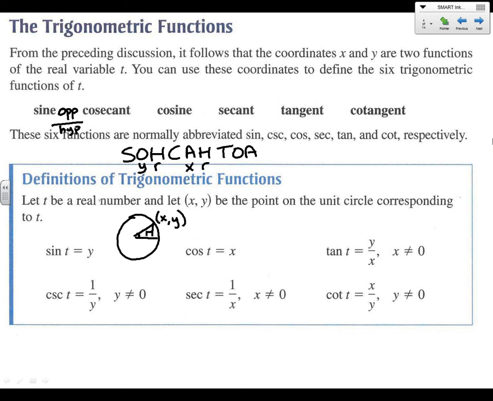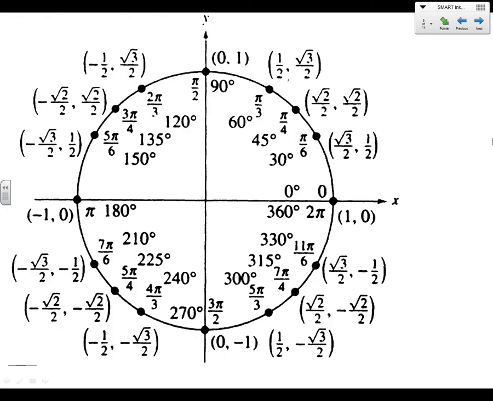So we'll notice here that the sine is going to be y over r. And remember, in the unit circle, r is always equal to 1. So we'll have y over 1, which is the same as just saying y. So in this case, sine is always equal to y, cosine is x, and tangent is y over x. We're going to use those equations to solve some problems.